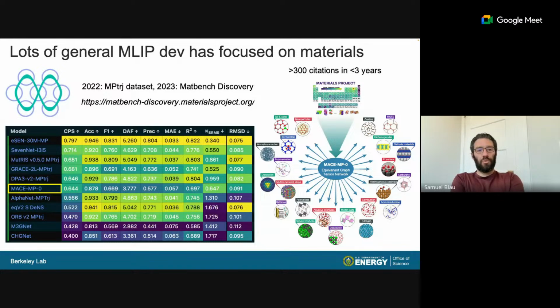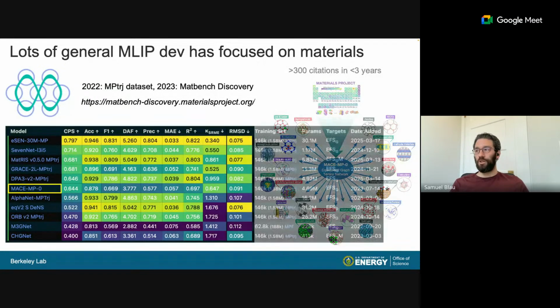I think people before this thought of MLIPs as being quite limited to specialized cases, trained on small bespoke data sets. And I think MACE MP0 was the spark that ignited a lot of imagination and enthusiasm about the ability of these things to generalize and be super useful. Thus the paper has gotten over 300 citations in less than 3 years. It's really been a game changer.